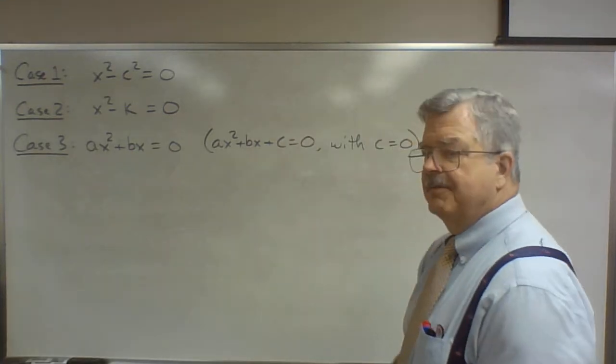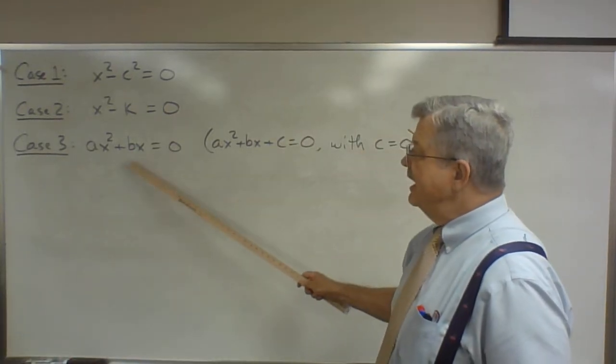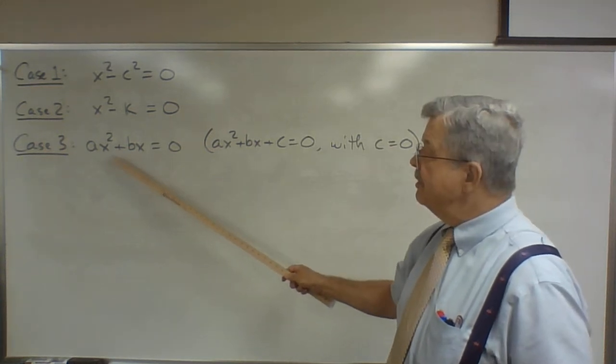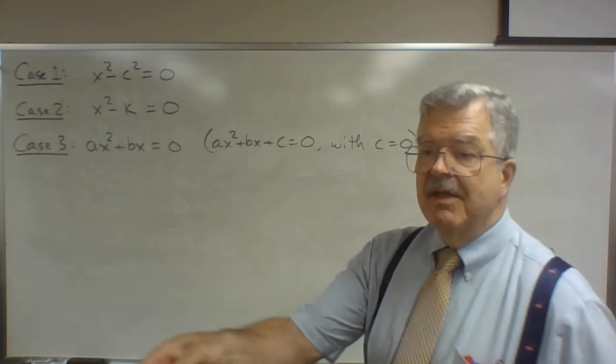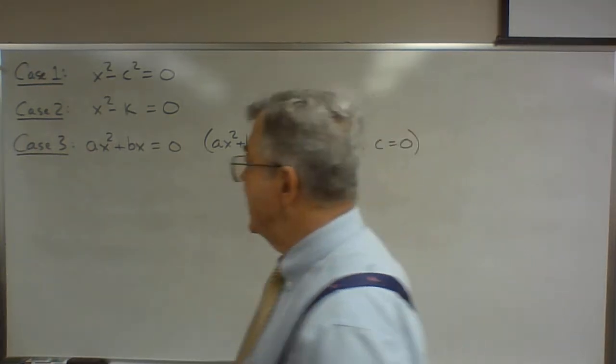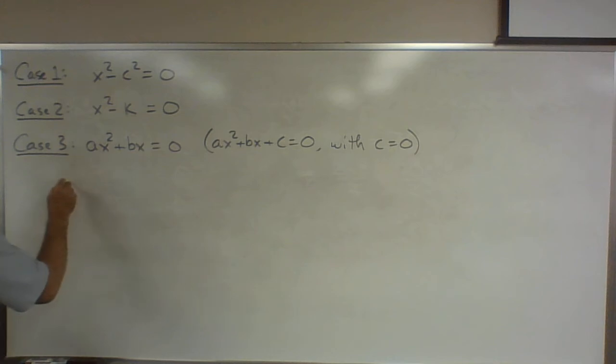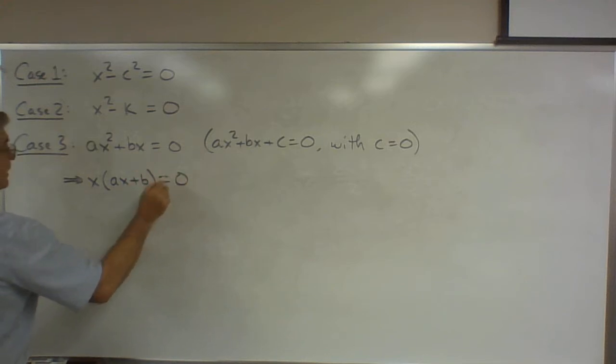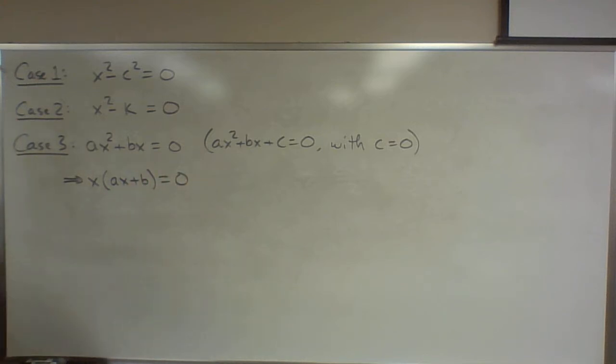We notice that the left-hand side of the equation can be factored. Both terms have a factor of x, so we will factor out the x. And this leaves us with x times (ax plus b) equals 0. Let's see, did we do that right? X times ax is ax squared. X times b is bx. Yep, we did it fine.